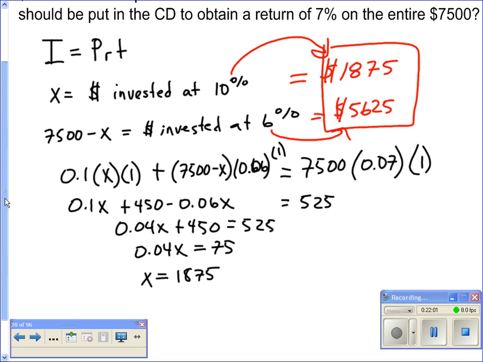Okay, so that's part 1. These are the first 4 problems. I will do another recording for the second 4.